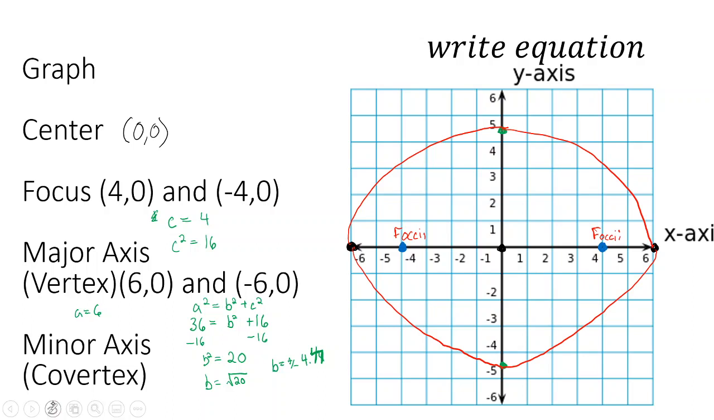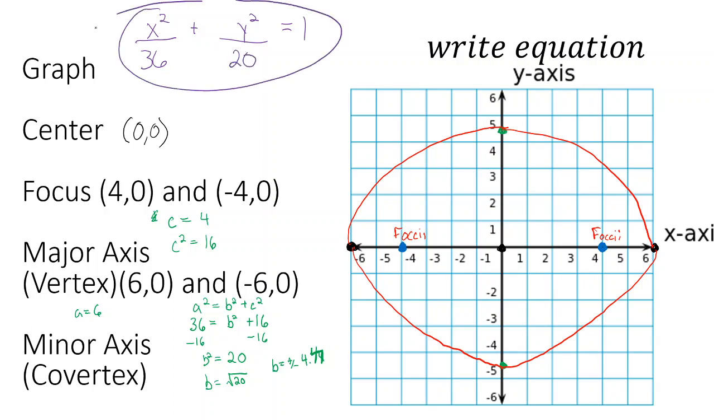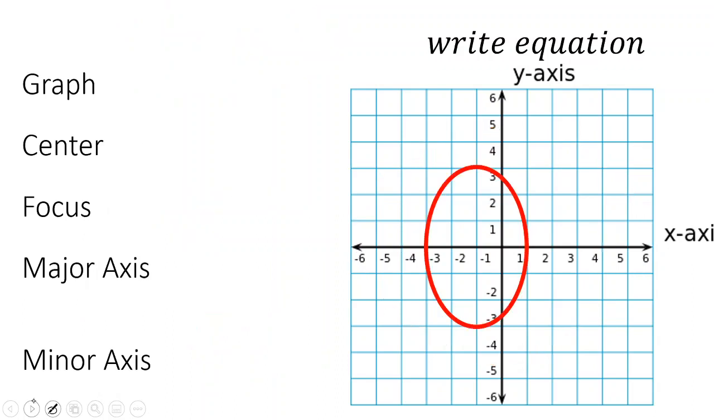Okay, now we have to write the equation from the graph. Our center is 0, 0, so it's going to be x squared and y squared, and it needs to equal 1. What's the major axis? The a squared value. Sorry, a squared is under x too. So what's a squared? 36. And we determined what b squared was. It was 20. So that's the equation of the ellipse. All right, let's do another one.